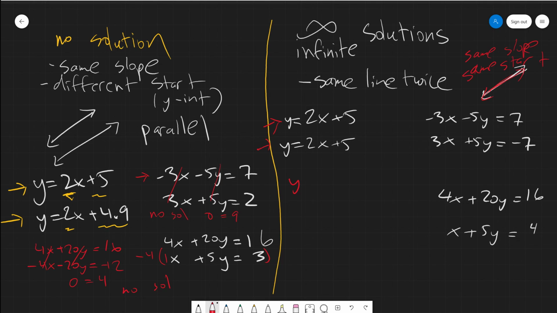I guess theoretically maybe they could kind of disguise it if they had like 2y equals 4x plus 10 or something like that. But besides that, why did I erase that? That was totally fine.